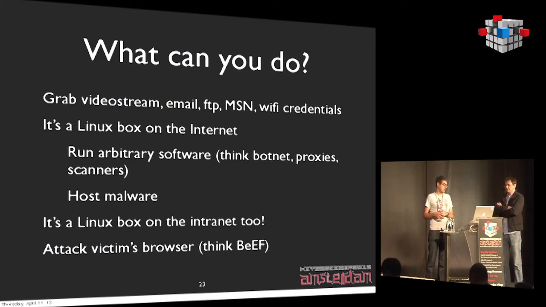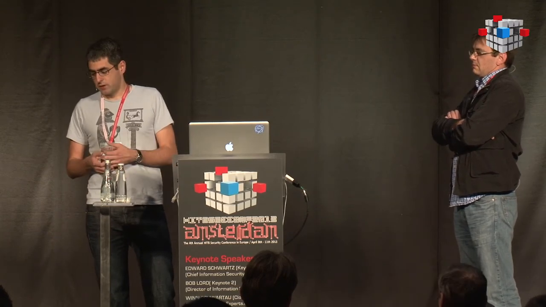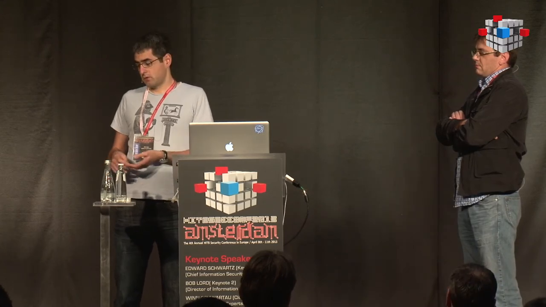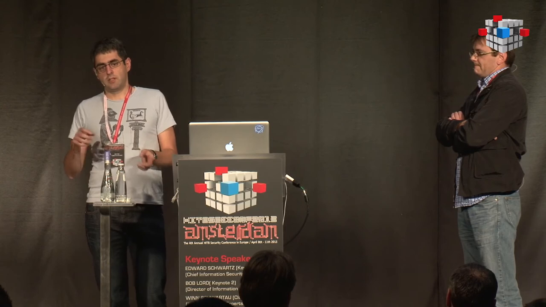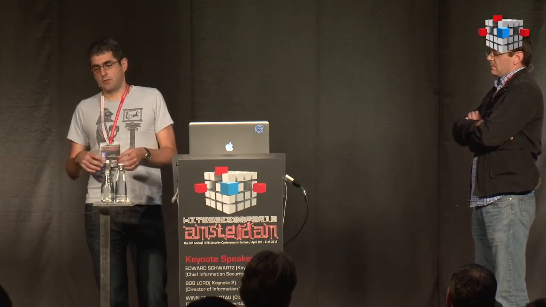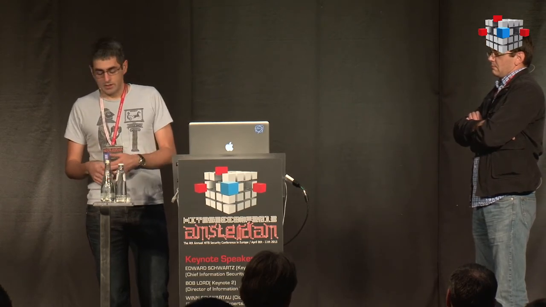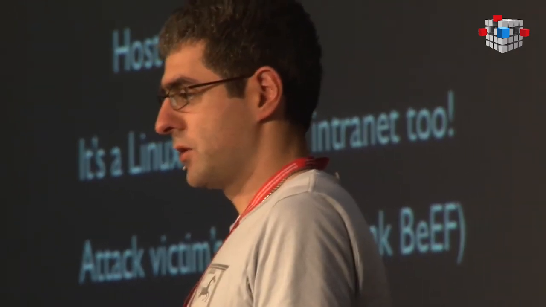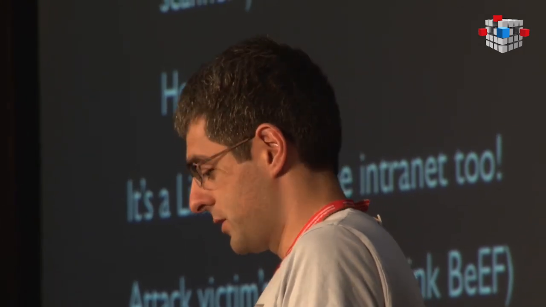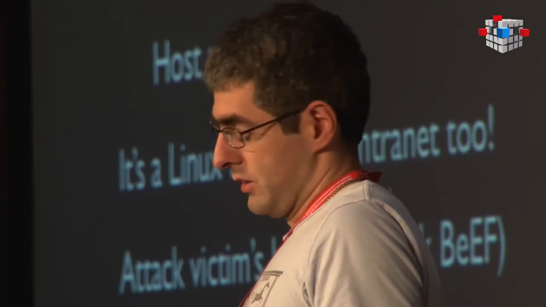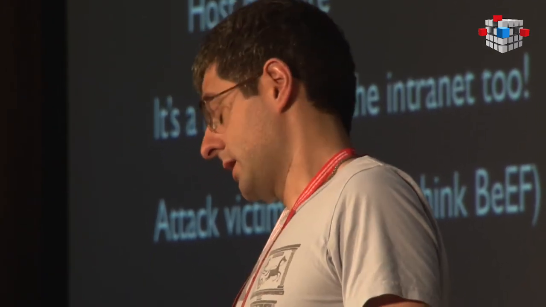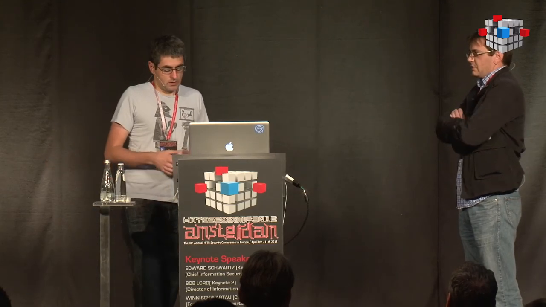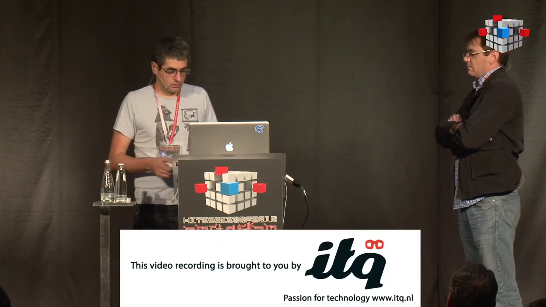So you can, in principle, run arbitrary software on it, and you can think of something like a botnet bot, an anonymizer proxy, just a scanner for an intranet, or, since it's a web server after all, you can use it to host your malware. From another point of view, you can think of it as a box on the intranet which is accessible from the internet, so it can be a platform for advancing your attack further into the network. It also can be used as a platform to attack the browser of the victim, because you can always use that web server. I will show later how you can modify the web interface of the camera, so you can put something like BeEF there, a browser exploitation framework, through persistent cross-site scripting, and get a hook into the victim's browser.